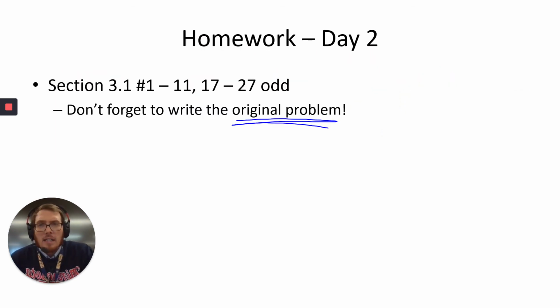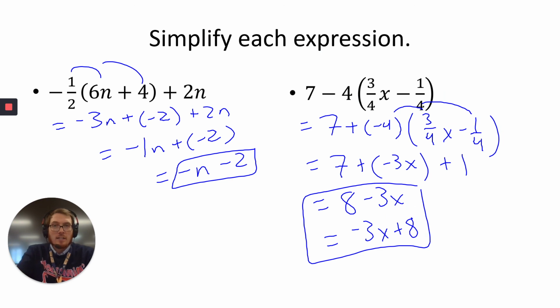Okay, your homework today, 1 through 11, 20, and then 17 through 27 odd. Please make sure on your questions, such as these, you write the original question down, then equals, and then simplify equals answer. My expectation is that when you explain your answers, it's going to look like this. I'm not saying it has to be perfectly identical, but there needs to be enough steps.